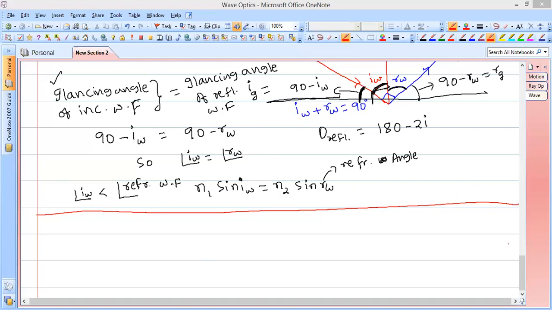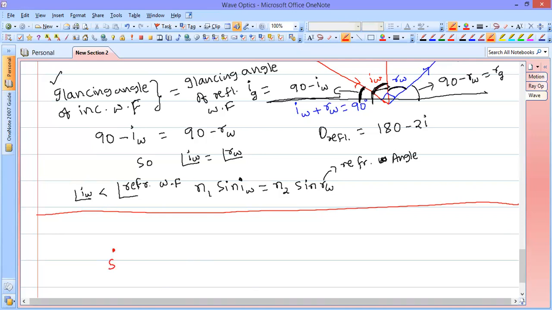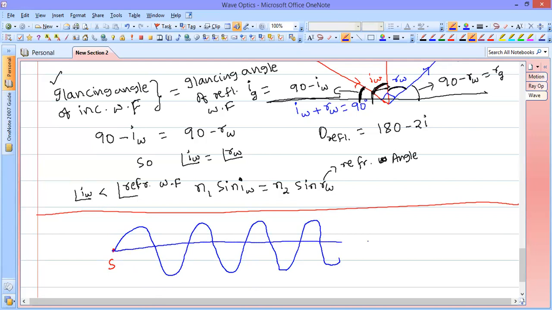Now, next one. Suppose, let us consider this is the source. From the source, let us consider that I'm having a light wave which is emitted and moving in the form of a wave. Like this. Let us consider with respect to the mean axis, we are having the wave. And this displacement I am considering as y1. It is having an amplitude a1 and a frequency omega. Okay. Fine. Now, let us consider another wave.